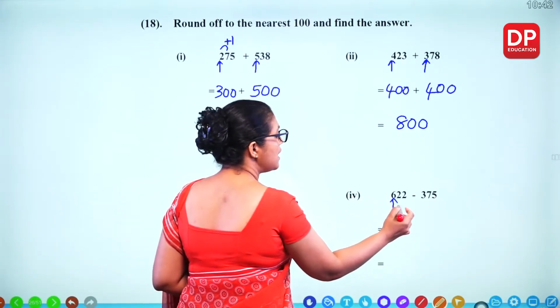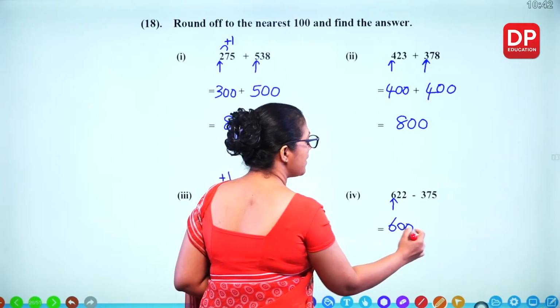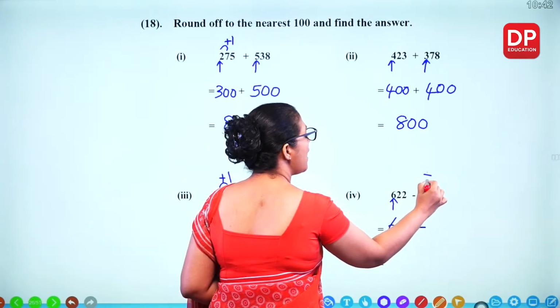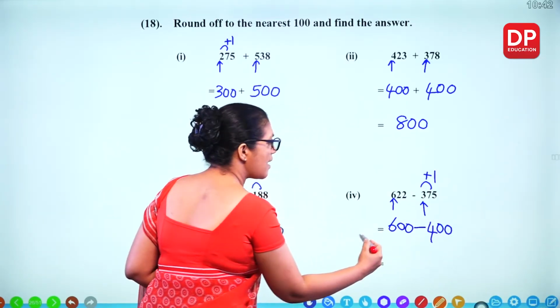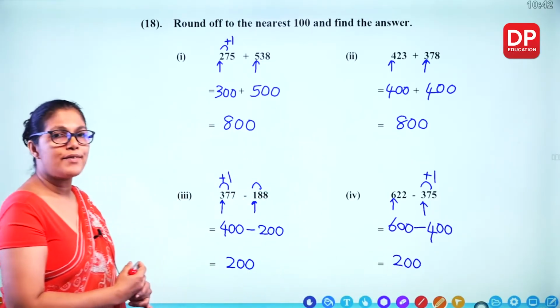This is the digit you need to round. The next number is less than 5, so no need to add. Here, the next number is 7, more than 5. Add 1 to that. You get 400 there. 600 minus 400, you get 200.